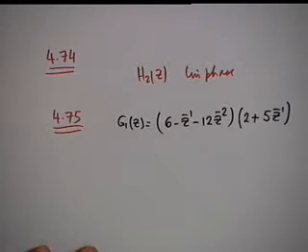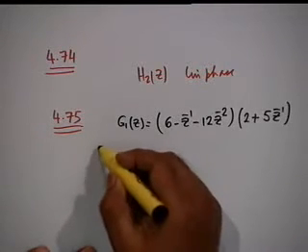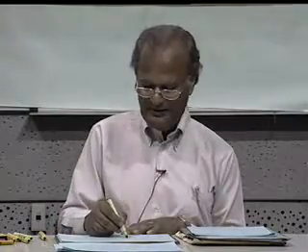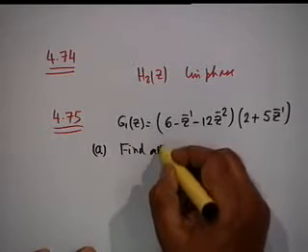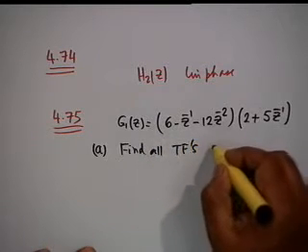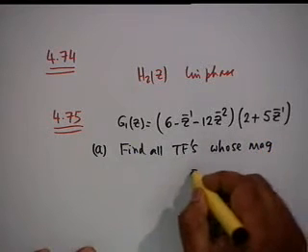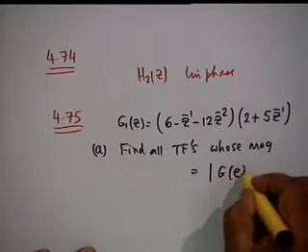This is the transfer function that is given. Then you have to answer the following questions. Determine the transfer functions of all other FIR filters which have the same magnitude response as that of G1 of Z. So find all transfer functions whose magnitude is the same as the magnitude of G of e to the j omega.